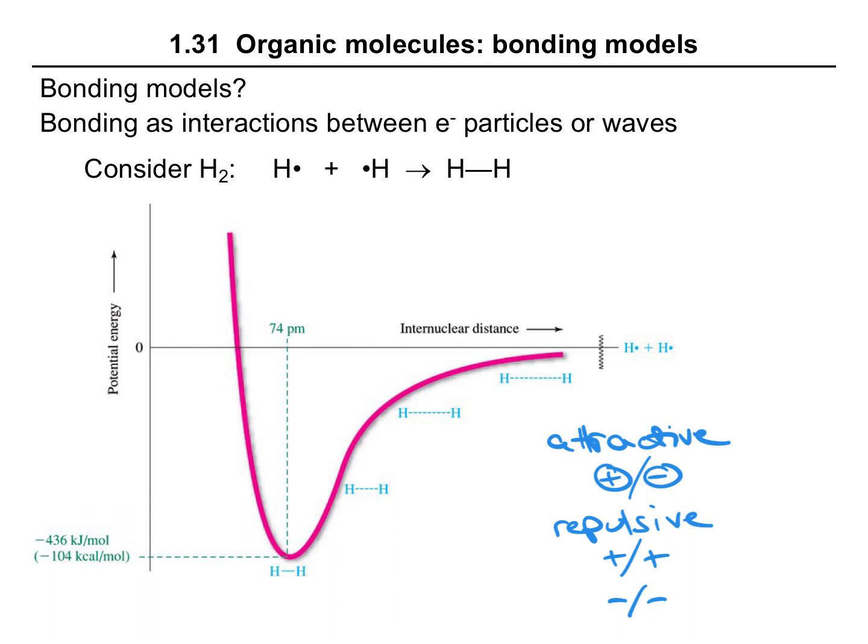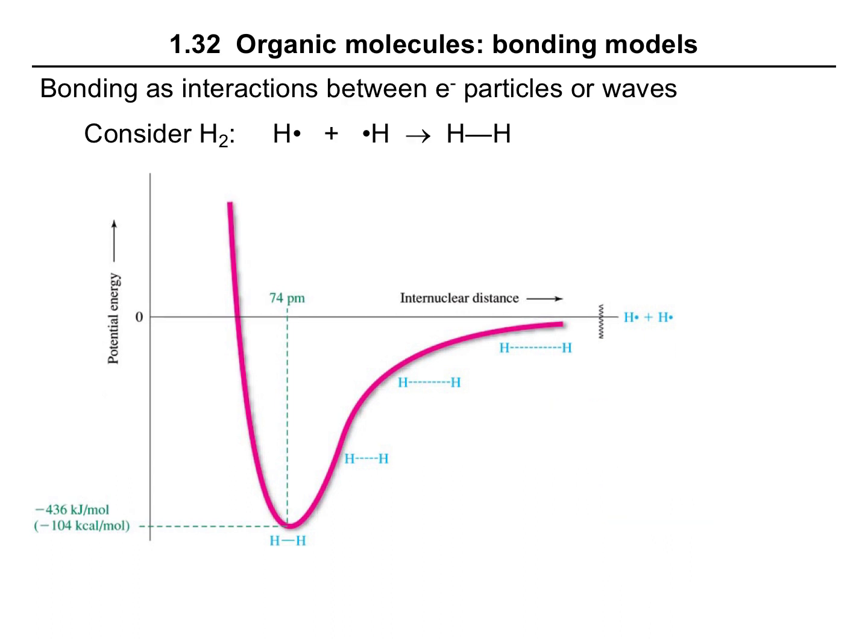And there is a difference. So with hydrogen atoms, this ideal distance is 74 picometers. A carbon-hydrogen bond, this would be 109 picometers. And for a carbon-carbon single bond, the ideal bond distance would be 154 picometers. But now let's think about bonding as interactions between electrons as waves.